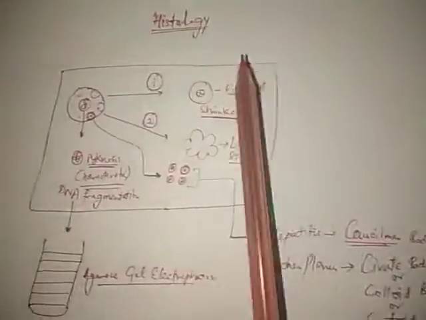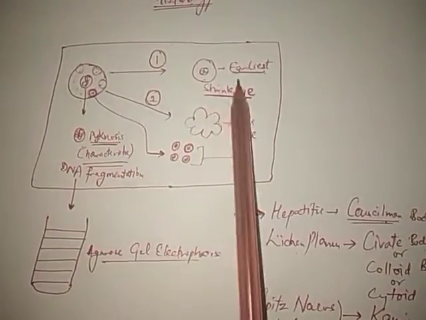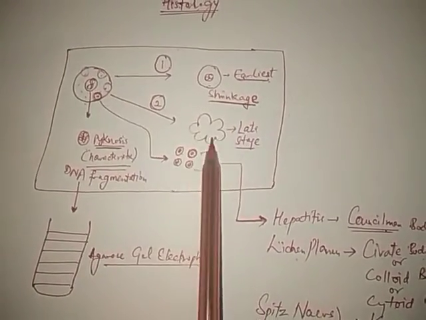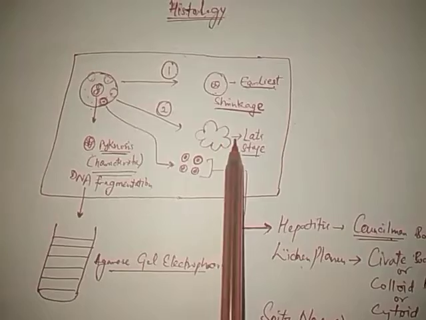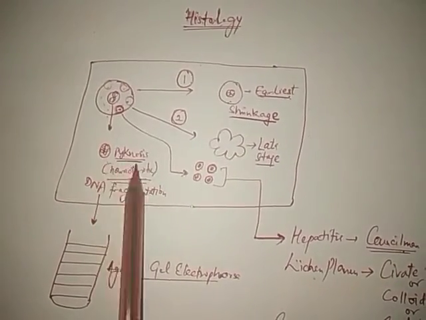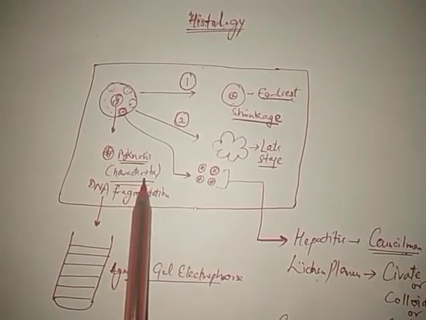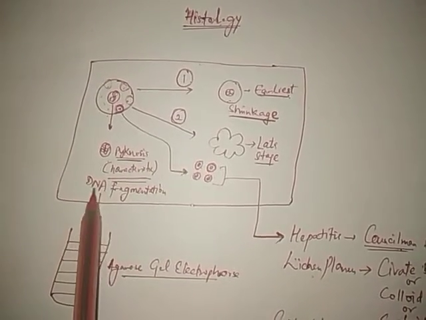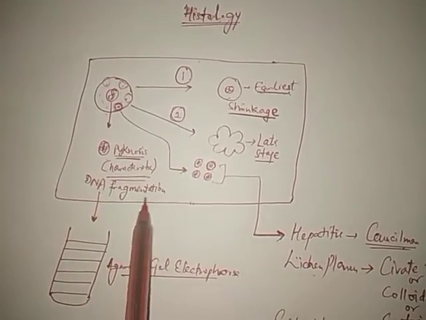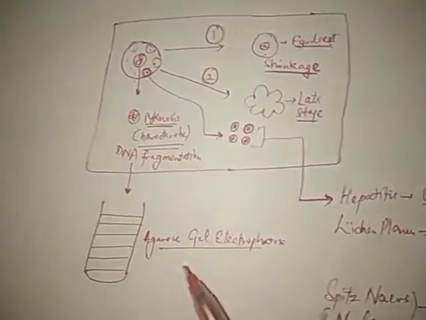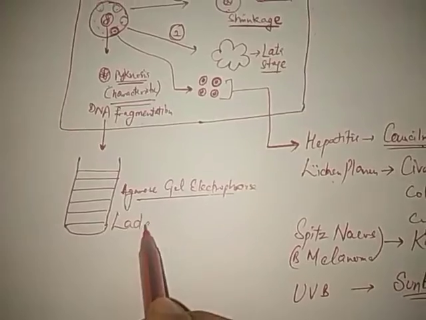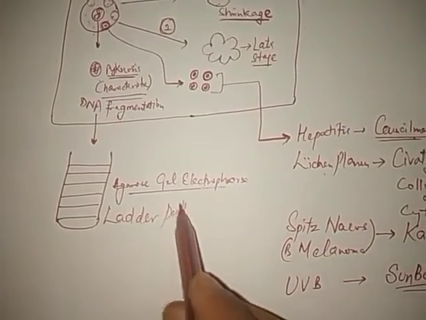So in the histology of apoptotic tissue, the earliest feature is the shrinkage of the cell, and the late feature is the formation of apoptotic blebs, while the characteristic feature is chromatin condensation, which is also called pycnosis. We can also see DNA fragmentation, which is usually seen in agarose gel electrophoresis, and the pattern seen is the ladder pattern.